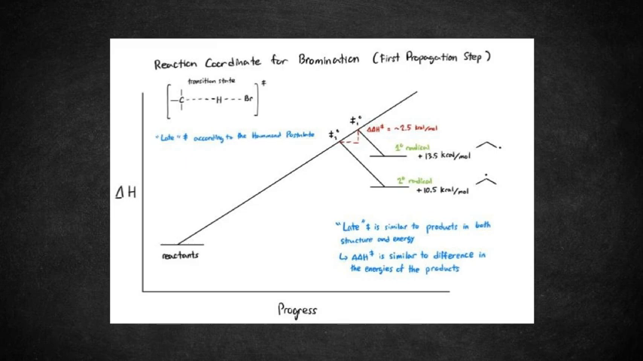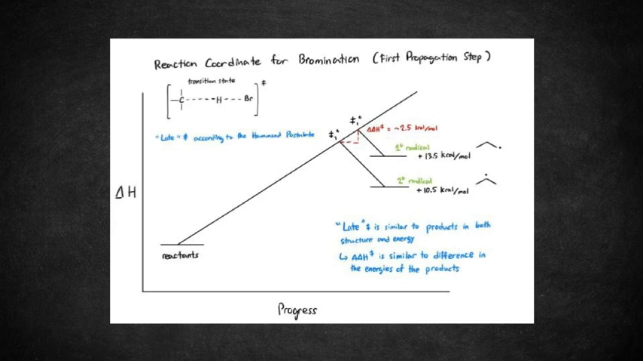Additionally, according to the Bell-Evans-Polanyi principle, for similar reactions, the reaction with the higher delta H should have a higher activation energy and thus the lower rate constant. The endothermic nature of bromination, combined with its late transition state, means that the reaction pathway leading to the more stable radical, the secondary radical, is strongly favored over the less stable primary radical.